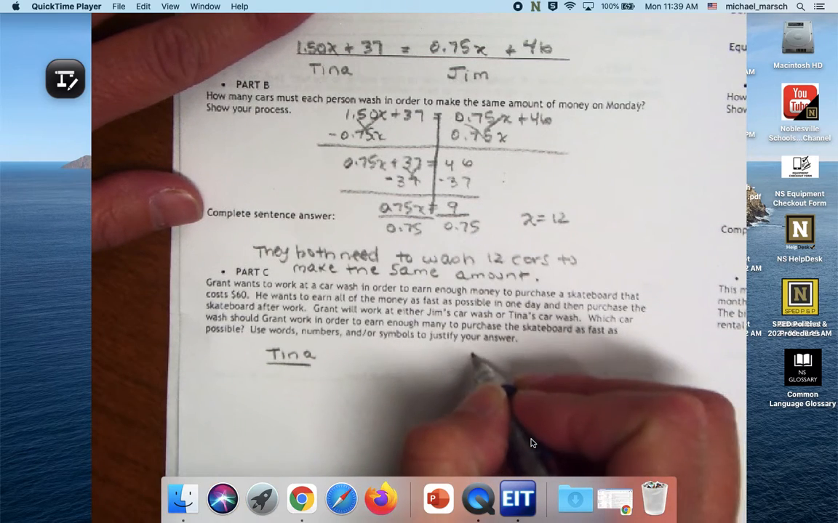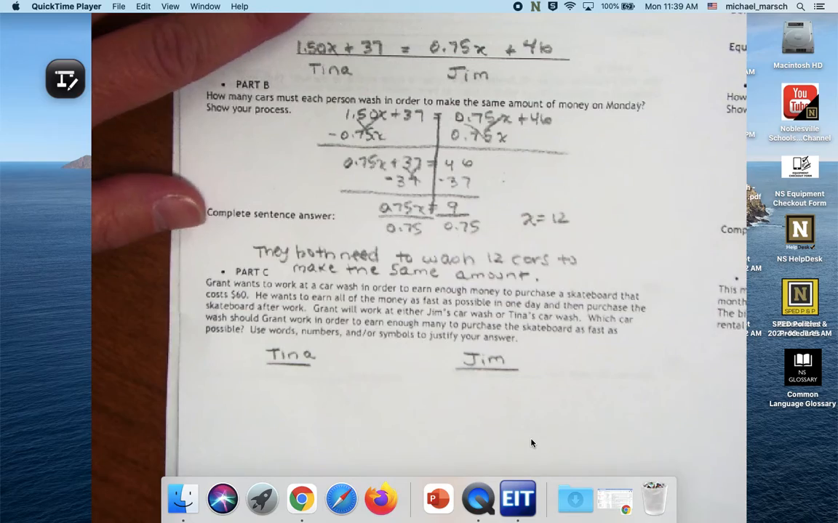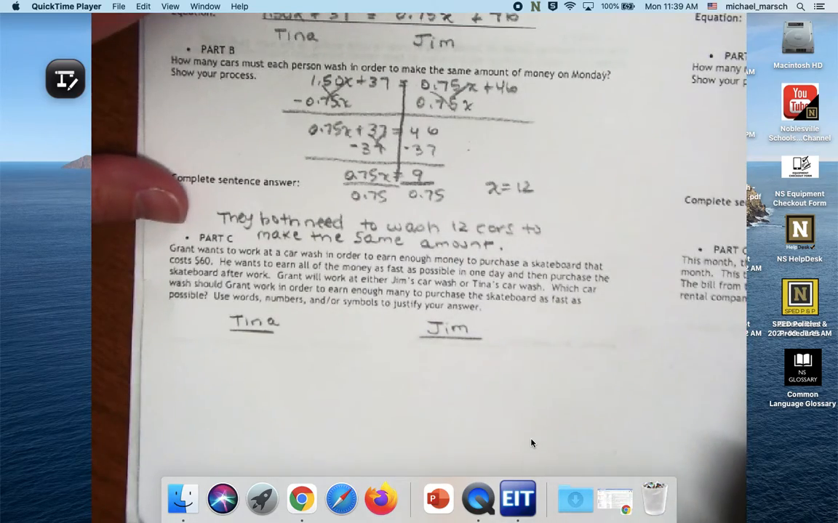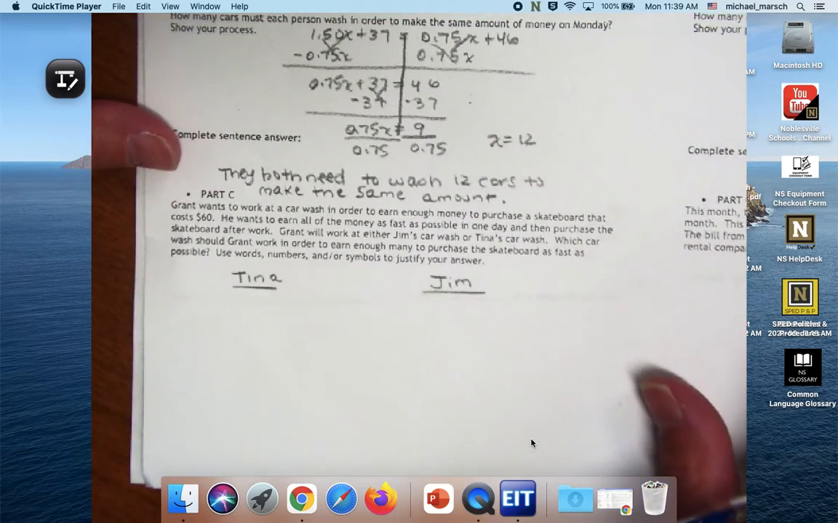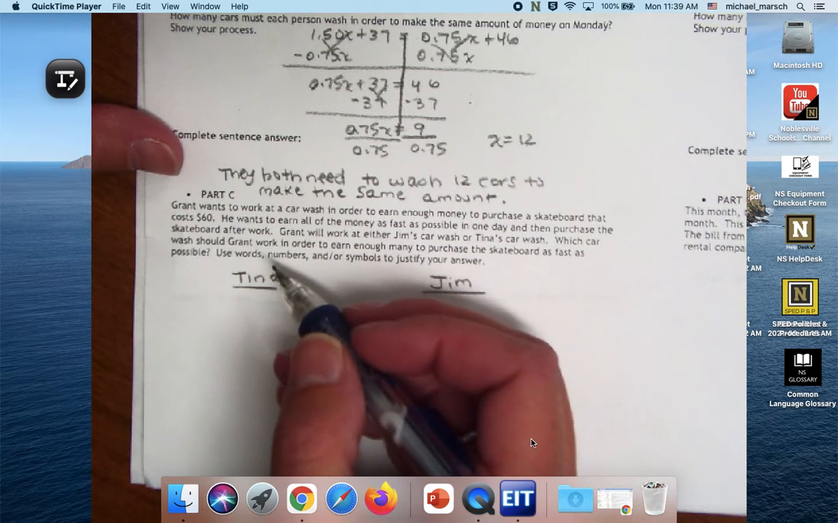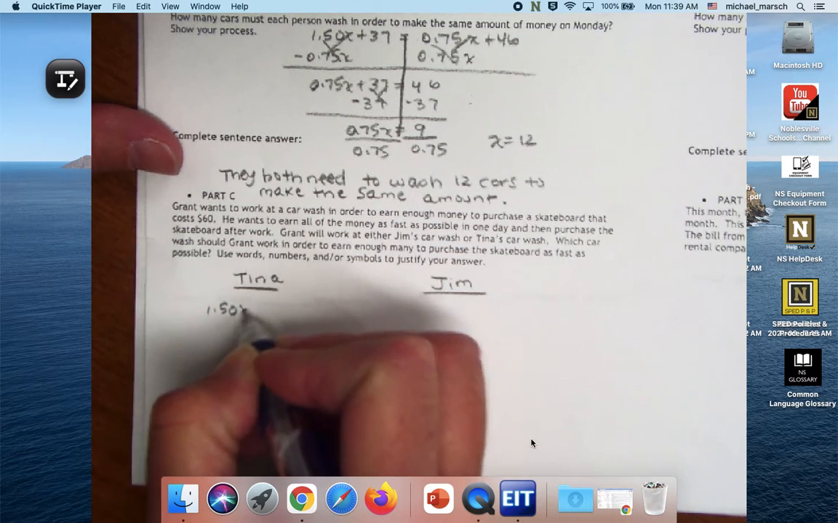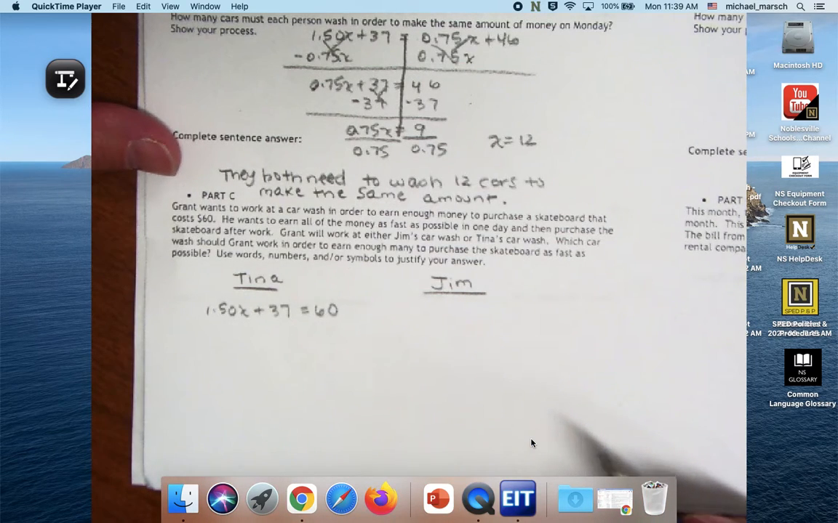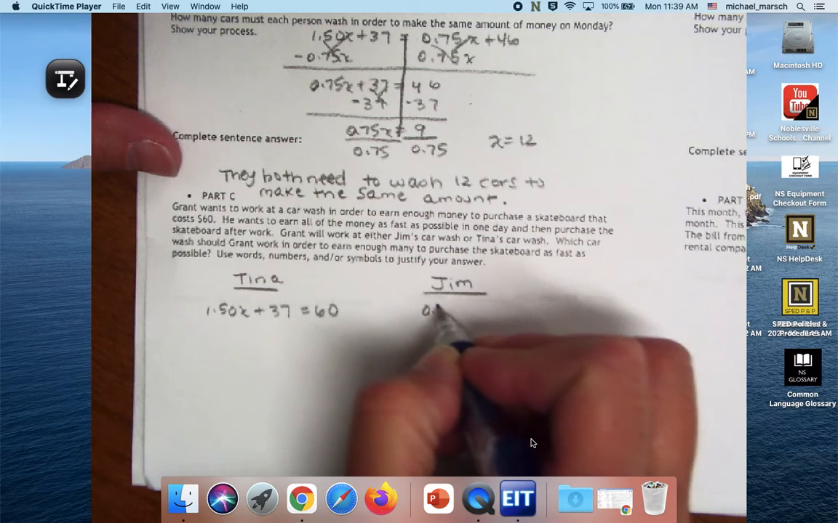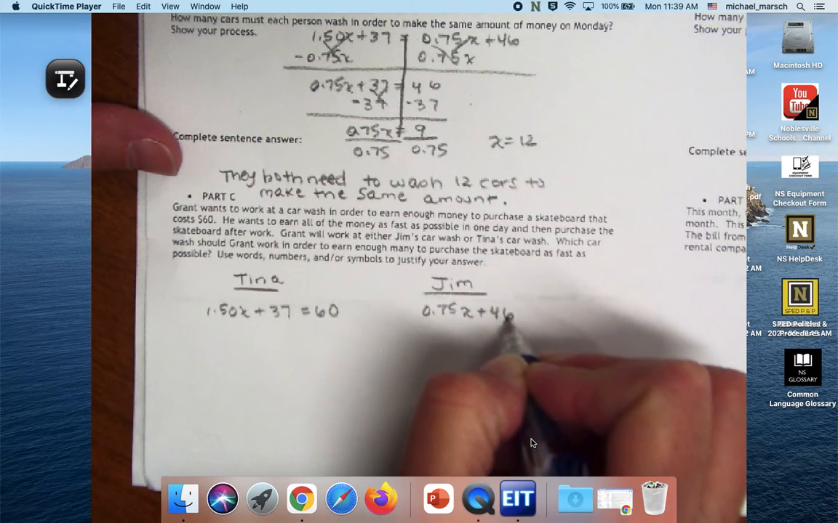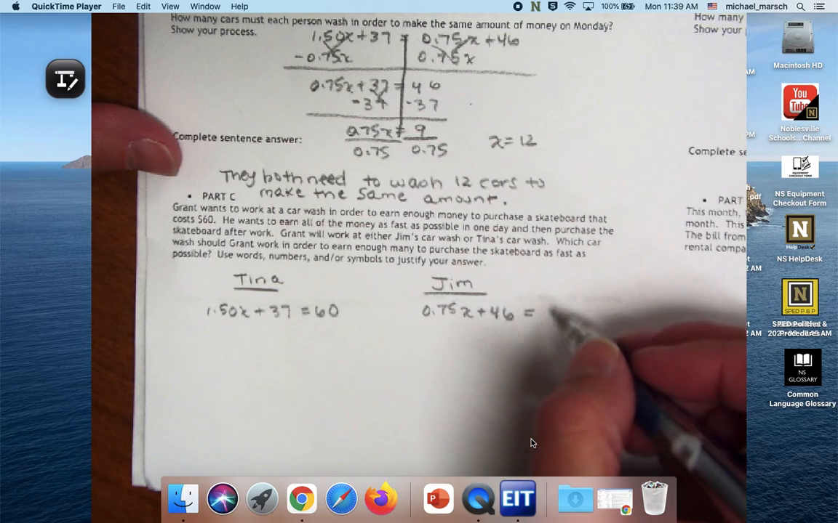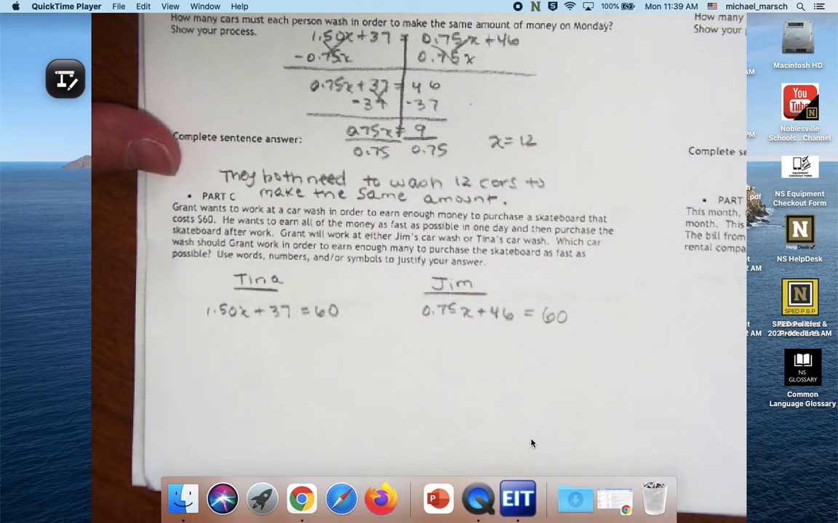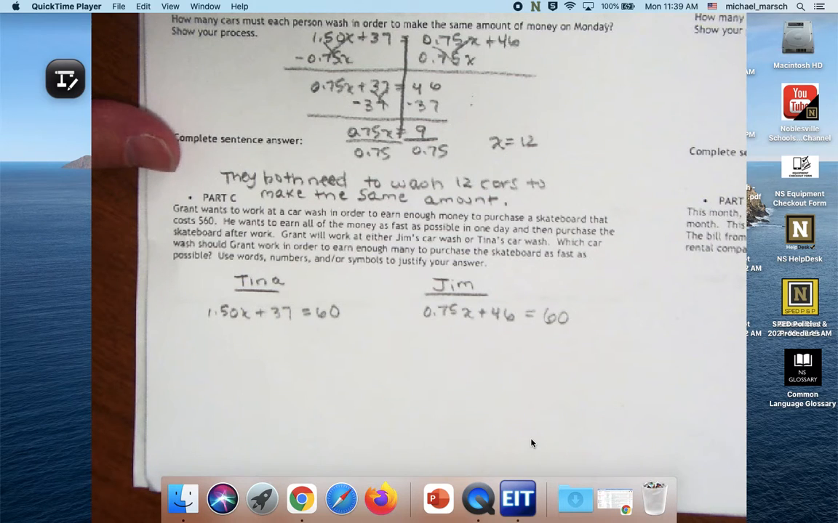So we're going to see Tina and Jim's car wash. Excuse me, Tina and Jim. Did I say Jim or Tim? Yeah, Tina and Jim. So we know Tina makes $1.50 per car plus 37. So when will she make $60? And Jim makes 75 cents per car plus $46 for showing up. When will he make $60? So this will help Grant to decide where he should work. Where could he get that skateboard faster?